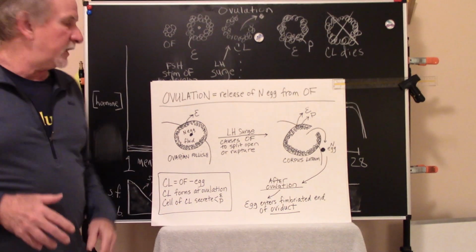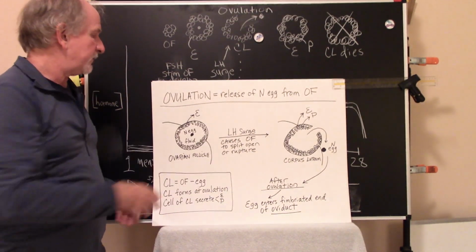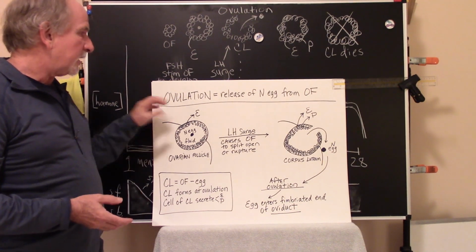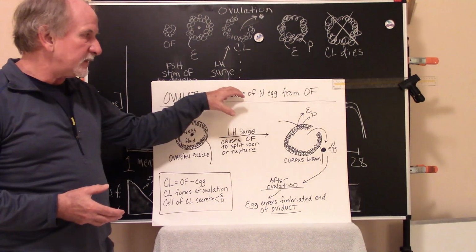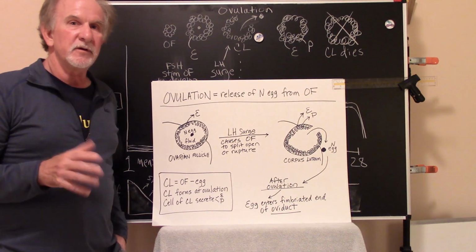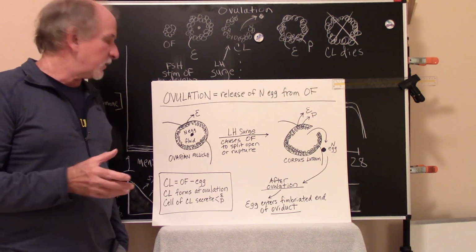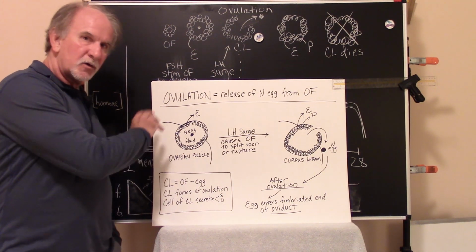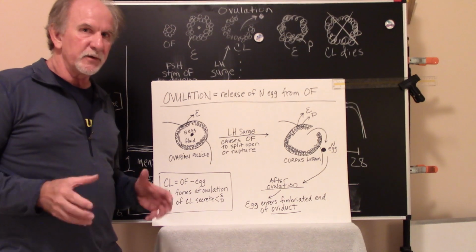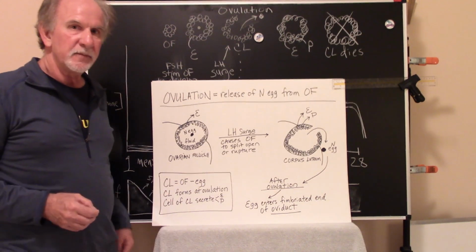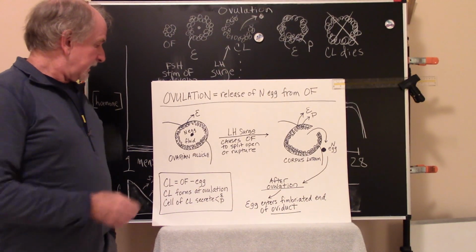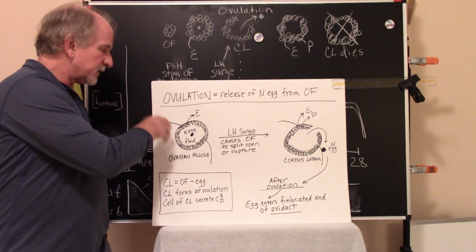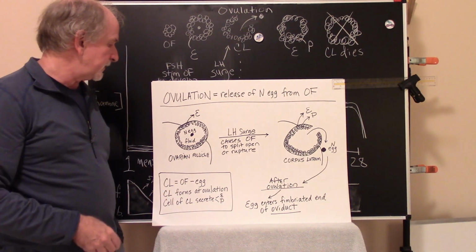So let me just show you a graphic of what's known as ovulation. Ovulation is the release of a haploid egg from the ovarian follicle. And recall that the ovarian follicles form in the cortical region, or outer region, of the ovary. And this is an ovarian follicle, actually one that's fully developed.